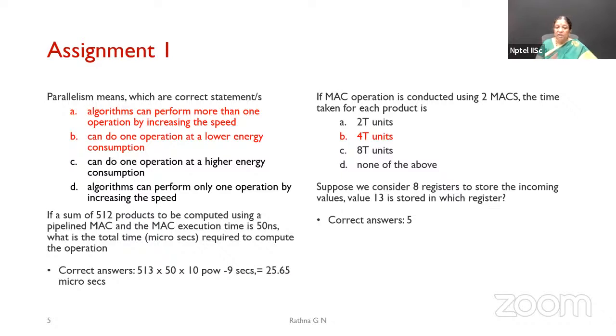And we said if a sum of products is to be computed using a pipeline MAC, and the MAC execution takes 15 nanoseconds, what is the total time in microseconds required to compute the operation? In this case, we had already given that the answer has to be in microseconds. Few of them have written it as microseconds also. I think there was a glitch in the software that it would have taken it as wrong. So we wanted you to give the correct decimal value, that's all. But few of you have given the correct one.